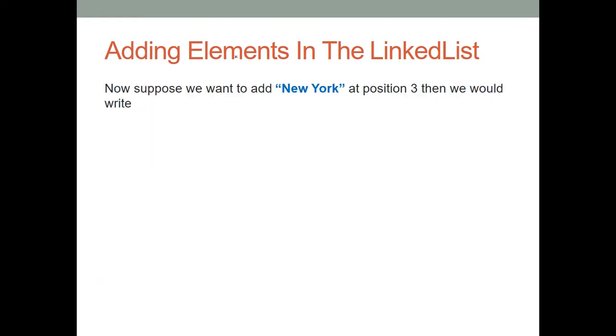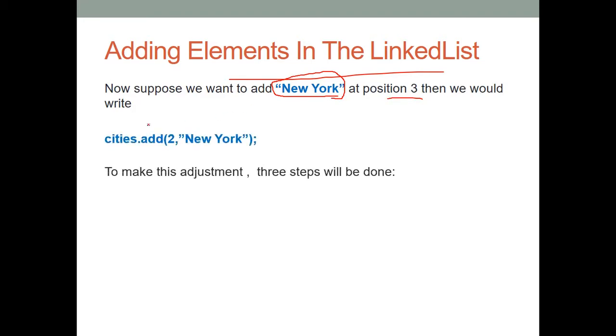Now adding the elements in the list. Now we are going to add one more city in this linked list. How can you do it? Suppose we want to add New York. This is the new entry, the new city you want to add in this linked list at position 3. Then we would write city.add(2, "New York"). Position 2 is already holding some other city. So how can you add this?